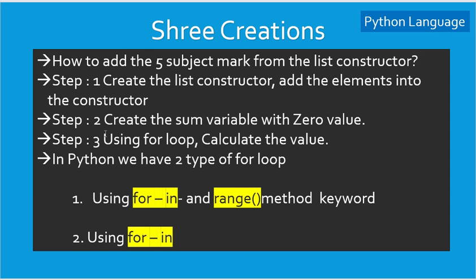And in step 2, we need to create the sum variable with 0 value. Step 3, using for loop, calculate the value.